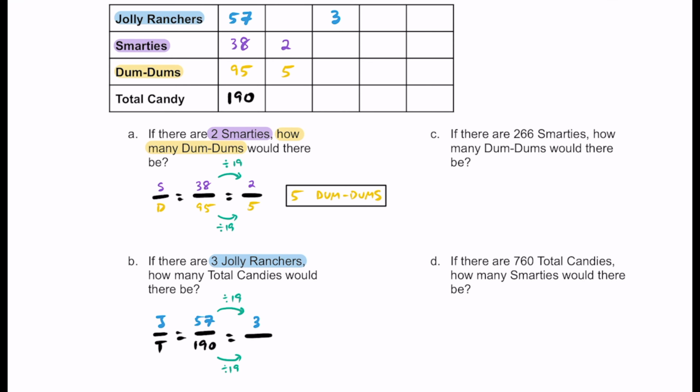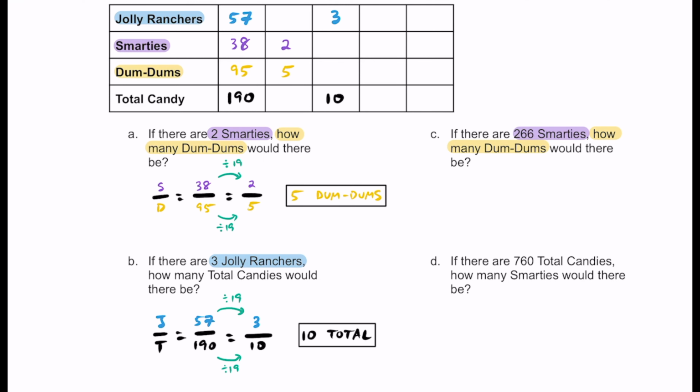And so 190 divided by 19 is going to be 10. And so based on that, we can put a 10 over here. So 57 divided by 19 is going to be that 3. So 190 divided by 19 gets you 10. So if there were 3 Jolly Ranchers, there would be 10 total pieces of candy.